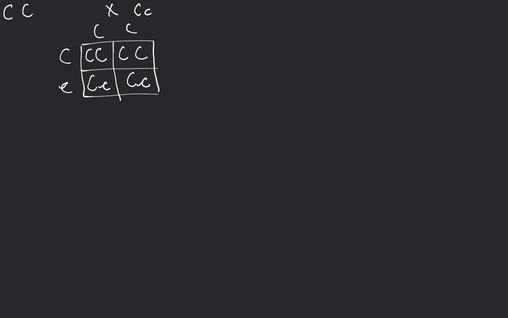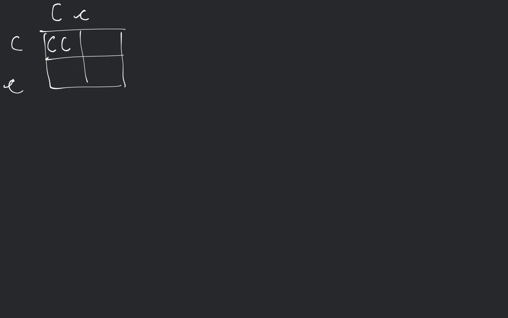C. Yeah, it was capital C, small c. So when we do the cross with capital C, small c, here you can see we will get capital C, capital C, capital C, small c, small c, capital C, and small c, small c.